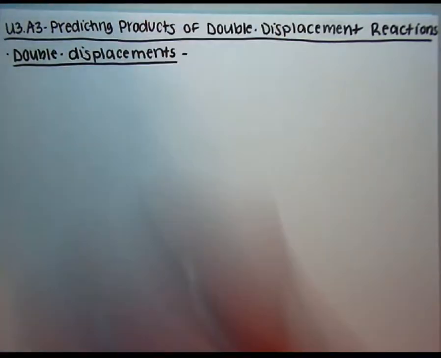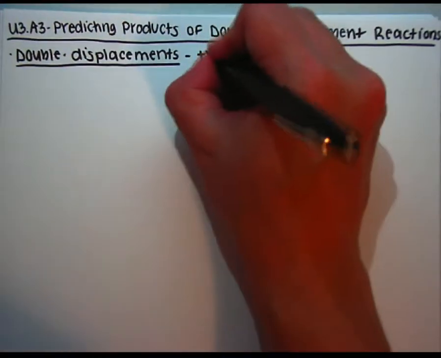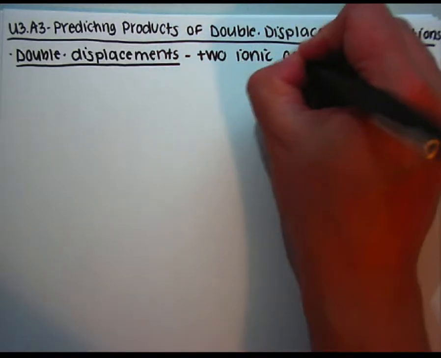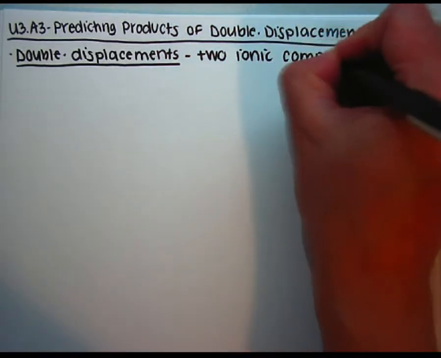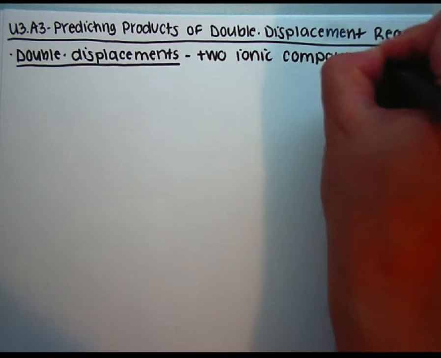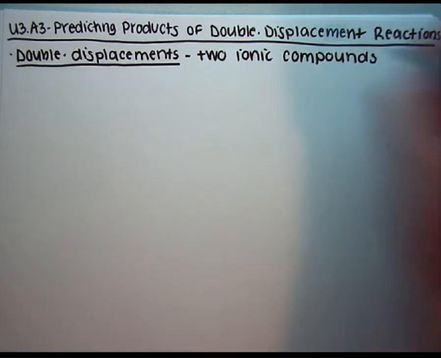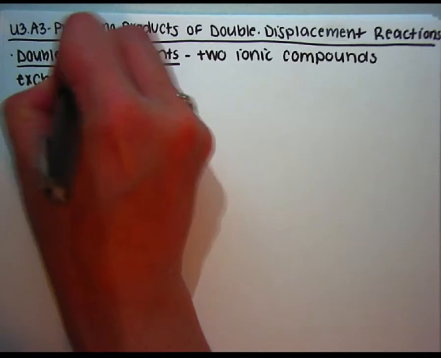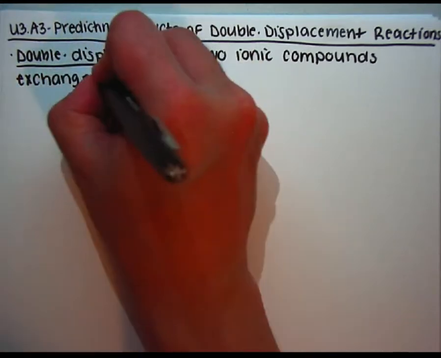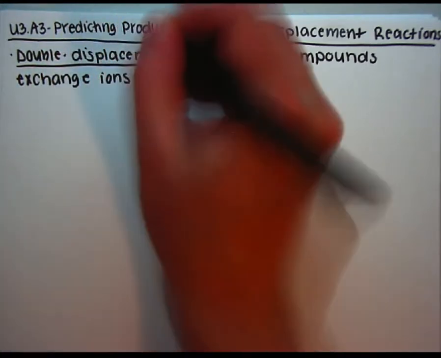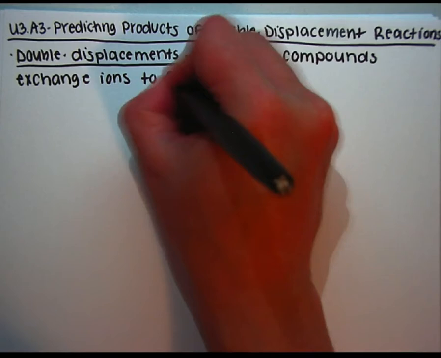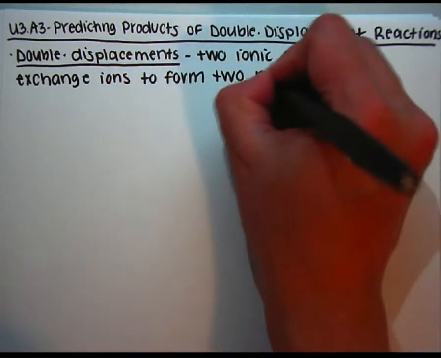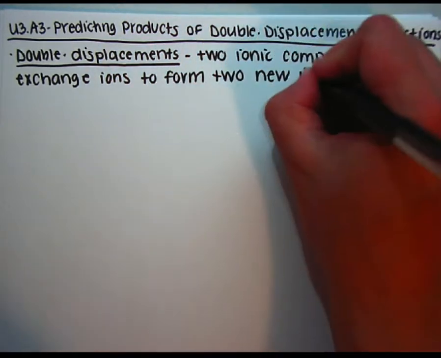Double displacements are going to have two ionic compounds that exchange ions. Two ionic compounds exchange ions to form two new ionic compounds.